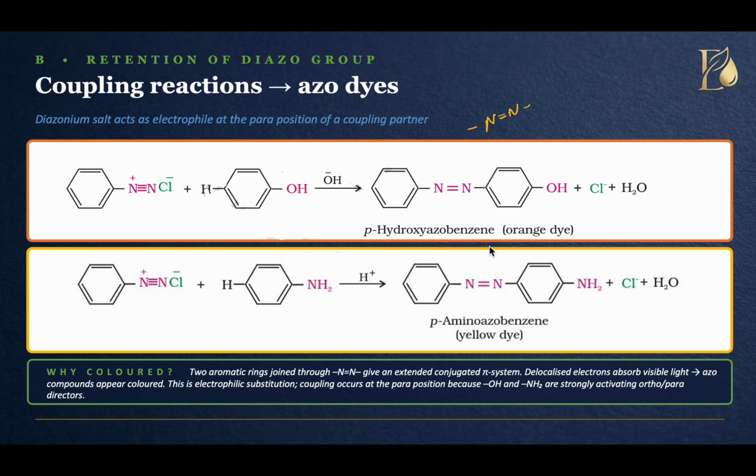The presence of two aromatic rings connected by the N=N group creates an extended conjugated system. What is conjugation? Alternating single and double bonds. Because of this, there is an extended conjugated system, which allows the molecule to absorb visible light, giving rise to bright colors such as orange for para-hydroxyazobenzene and yellow for para-aminoazobenzene. Because of this property, azo compounds are widely used as dyes in industries, making this reaction not just academically important but also industrially relevant. So that is about coupling reactions.